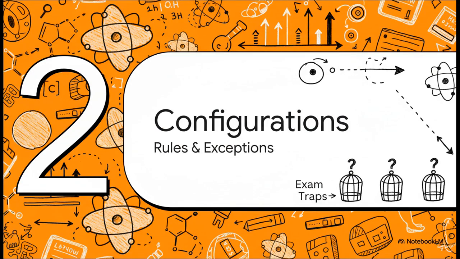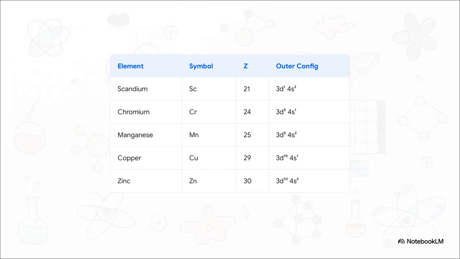Moving right along to part 2, configurations and stability rules. Let's look at the local customs of the D block, specifically their electronic configurations. The general rule of thumb is you fill the 4s orbital before the 3d. You can see this working perfectly for scandium, manganese, and zinc. But hey, look really closely at chromium and copper. They completely break the standard filling rules.